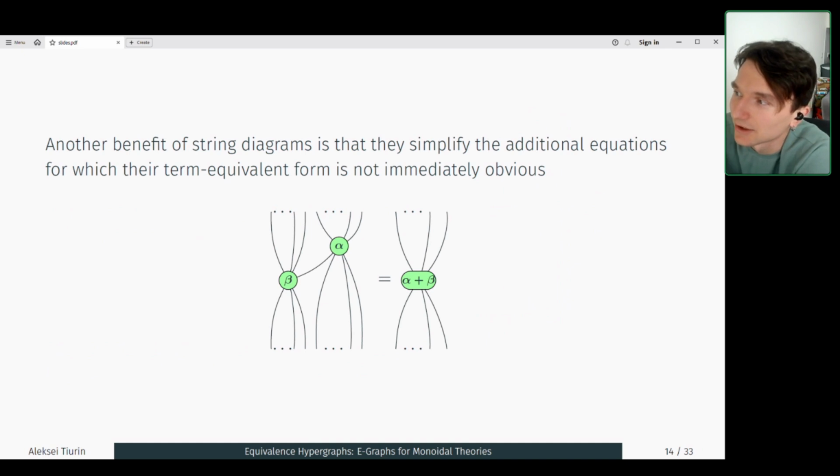And another benefit of string diagrams is that they simplify additional equations for which the term equivalent form is not immediately obvious. So this is an example of the Z-spider fusion rule for the ZX calculus, and because the ZX calculus is originally formulated in terms of string diagrams, it's much more convenient to use this kind of rule rather than the not very obvious term equivalent, because in this rule we have an arbitrary number of inputs and outputs.